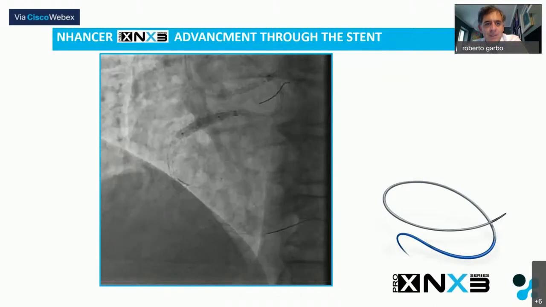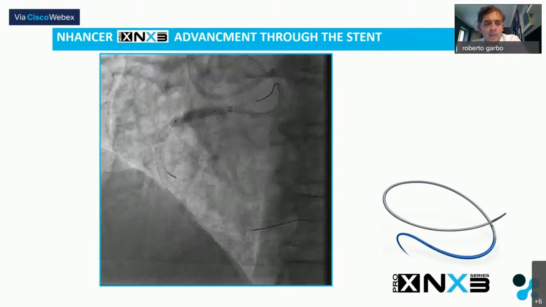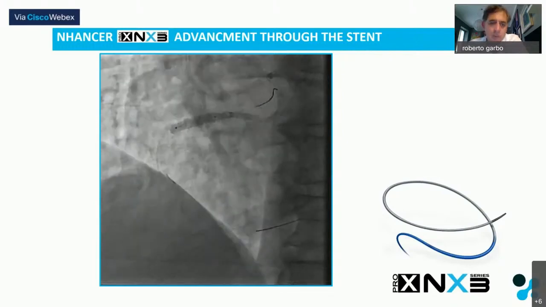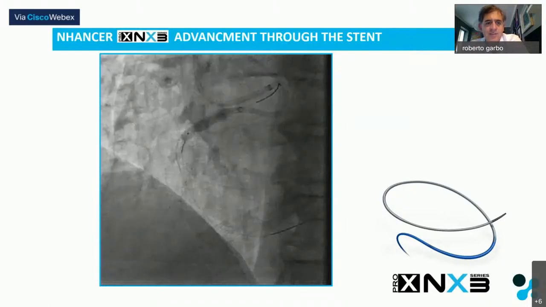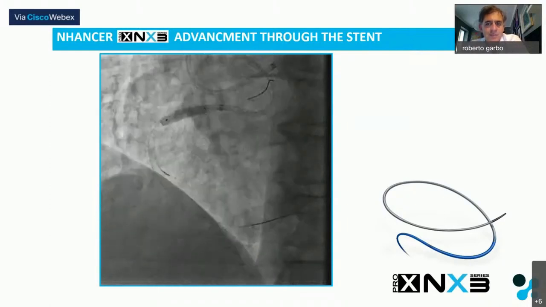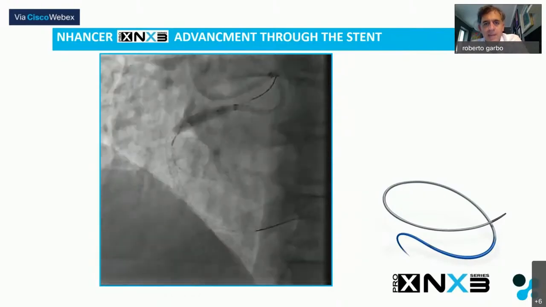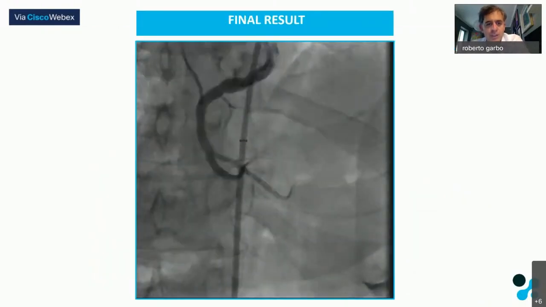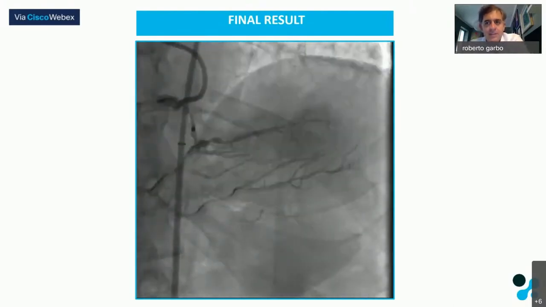This was after trapping the retrograde wire with the balloon. This is how easily the Pro X, with the good trapping technique, crosses the stent strut again. And then we were able to finish our procedure with the bifurcation stenting, a very, very nice result.